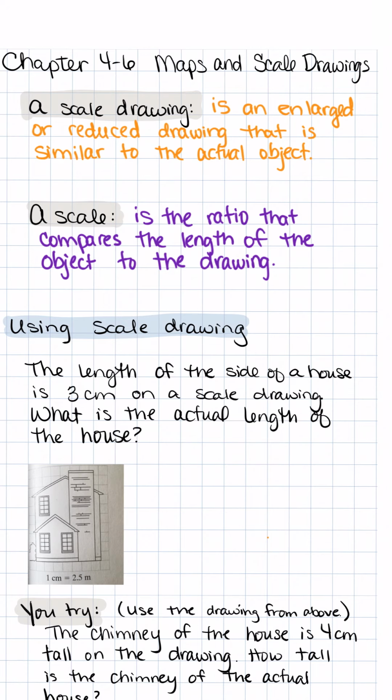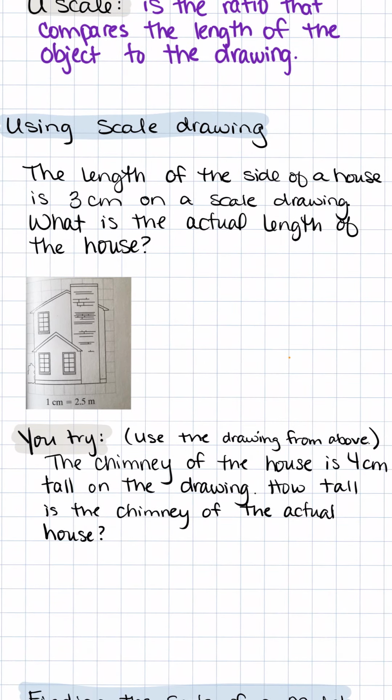The length of these sides of the house is 3 centimeters on a scale drawing. What is the actual length of the house? So let's first look at the scale, right? The scale tells us what the actual to the drawing is. So 1 centimeter equals 2.5 meters, okay? So the length of the side of the house is 3 centimeters on the scale drawing. What is the actual length of the house?